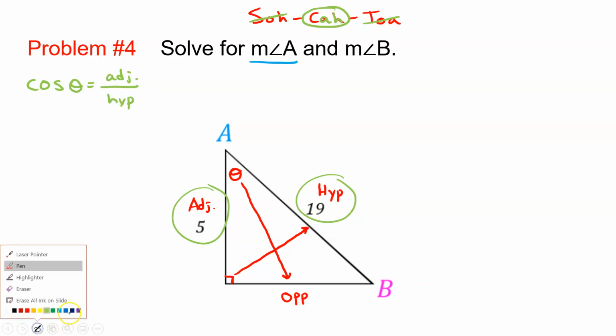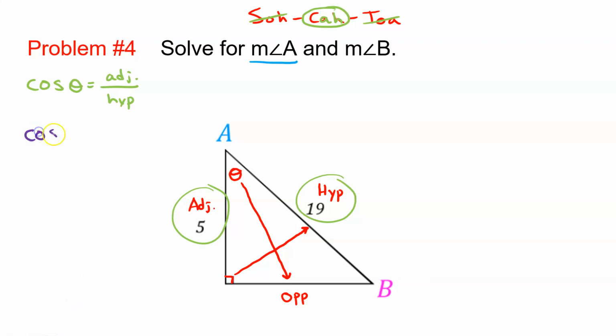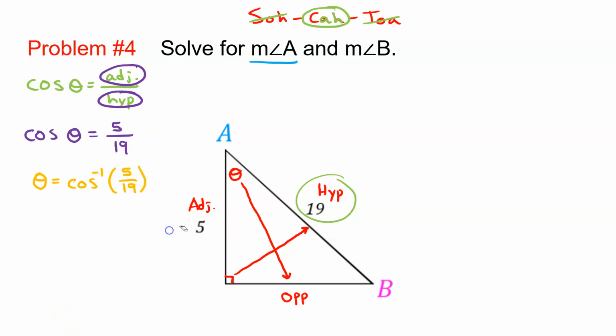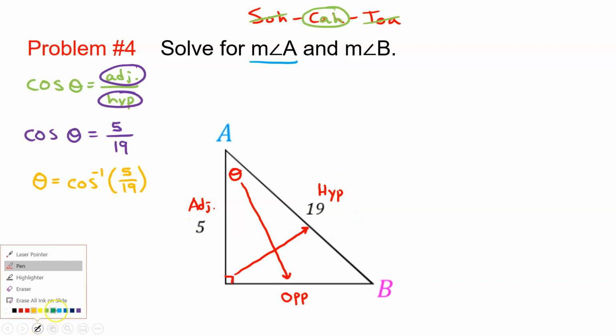Well, fill in everything that you know. Cosine of theta, and again, that's going to stay the same. That's what I'm trying to find, is equal to my adjacent, which was 5, and then hypotenuse, which is over there, which is 19. All right, if I can kick over that cosine by using the inverse, we're going to kick it over to the other side. We're going to say theta is equal to cosine inverse of 5 over 19. Let's go ahead and plug that into our calculator. That will tell us the measure of angle A.